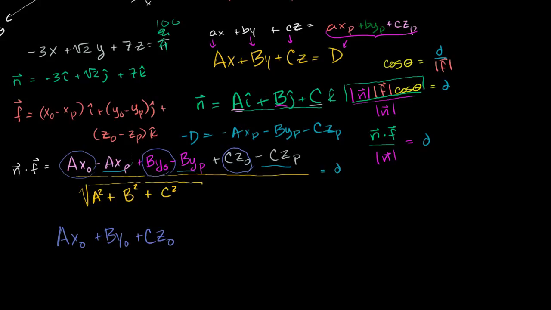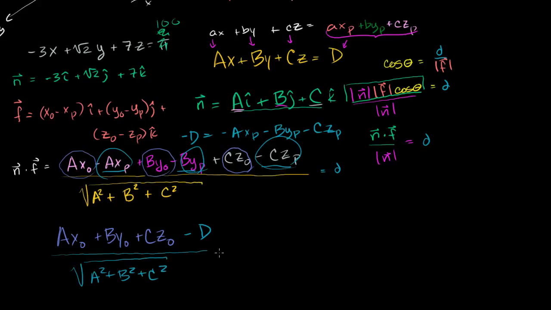So all of this term, and this term simplifies to a x naught plus b y naught plus c z naught minus d. And remember, this capital D is the d from the equation of the plane, not the distance d. So this is the numerator of our distance. And then the denominator of distance is just the square root of a squared plus b squared plus c squared. And we're done. This tells us the distance between any point and a plane.